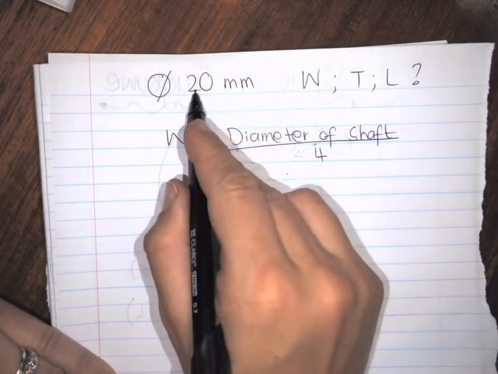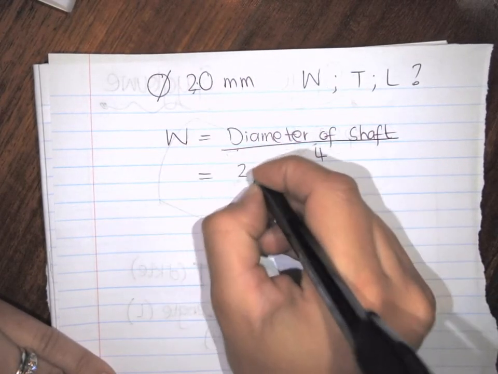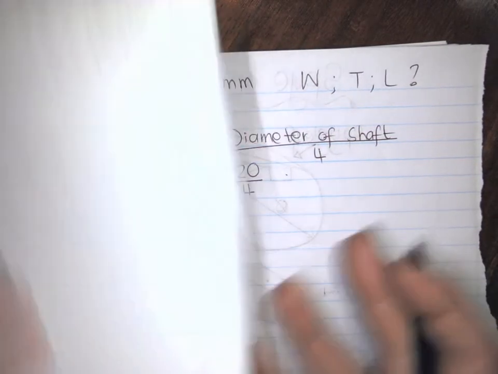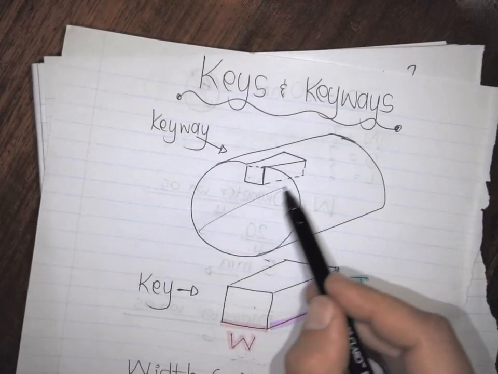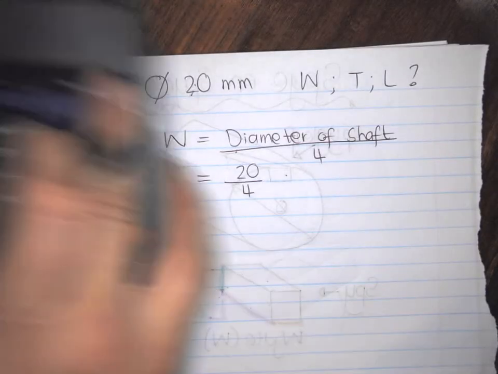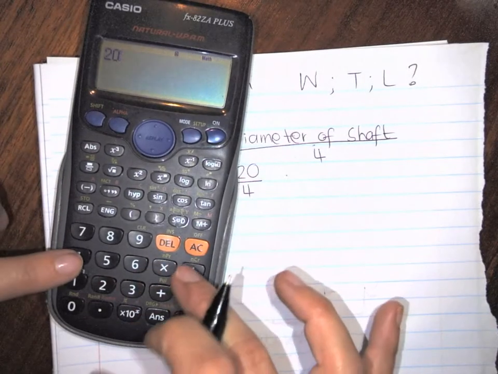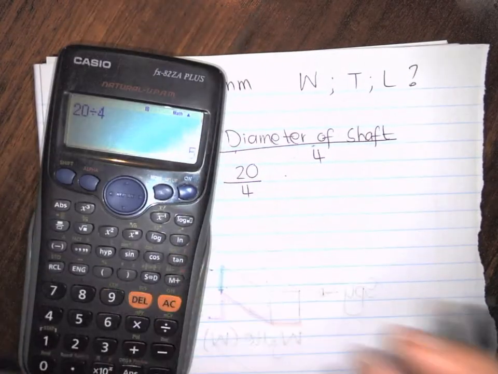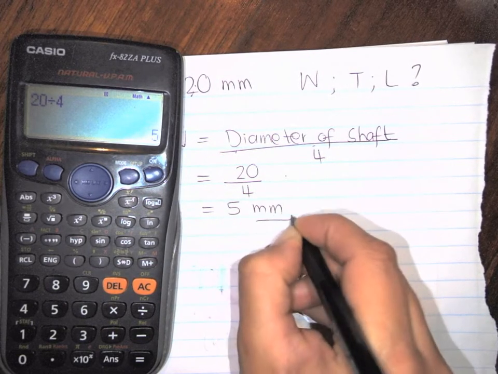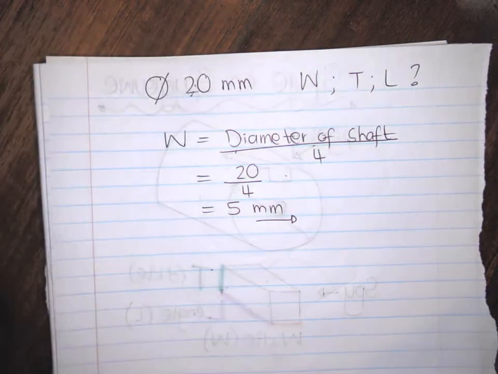So the diameter in this case is 20 millimeters divided by 4. And remember, diameter is this full length over here. Okay. So 20 divided by 4 equals to 5 millimeters. So that's the width of this key then.